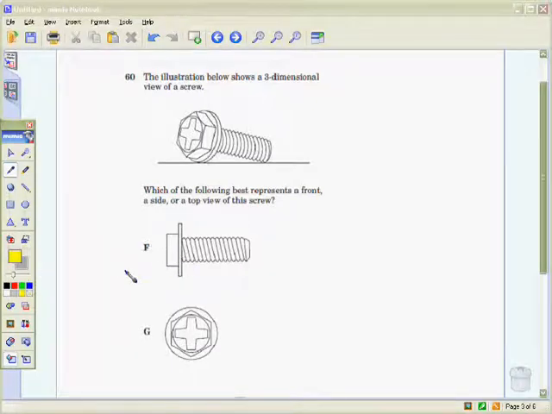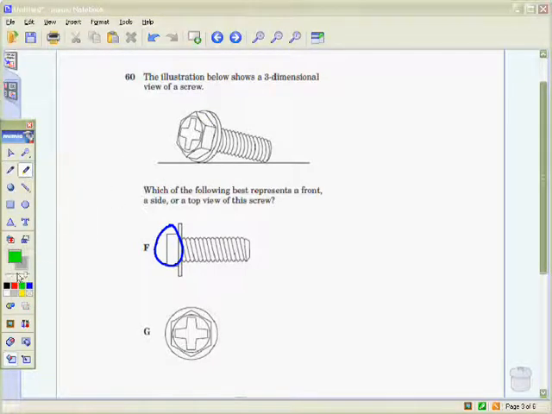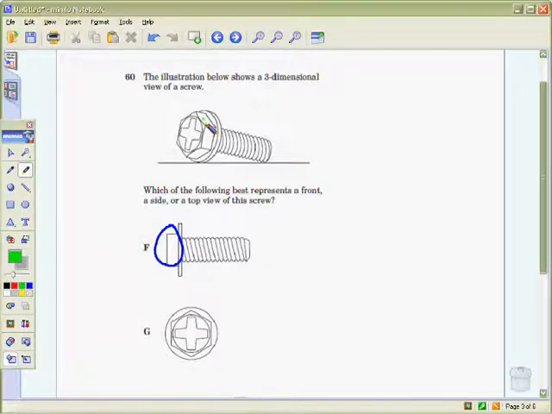Choice F. We have a side view of a screw, and it all looks pretty good, except when I get to this part right here, because we should be able to see different grooves. We have different grooves on each side here, and it's not shown here. It's just showing like it's round on top. So F is not going to be correct.